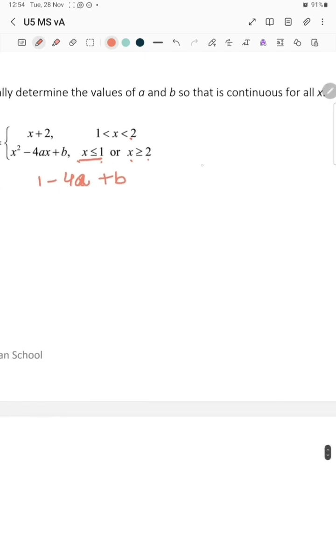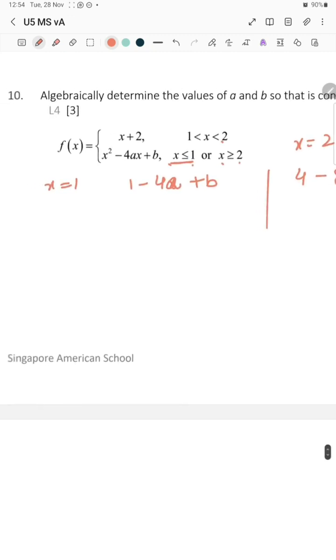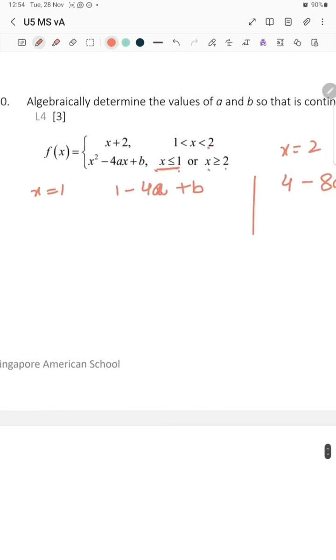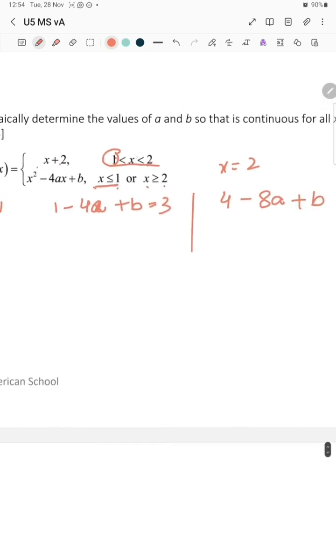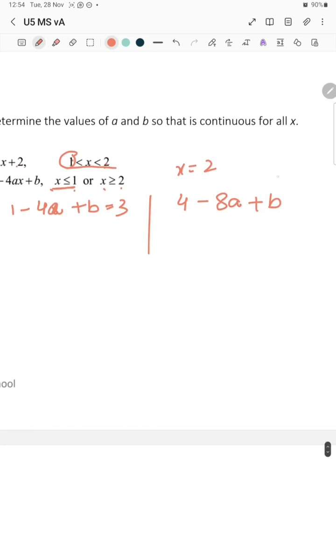And for x is equal to 2, we have 4 minus 4 times 2 is 8, 8a plus b. So x is between 1 and 2. If we take 1, 1 plus 2 would be equal to 3. And if we take 2, 2 plus 2 would be equal to 4.